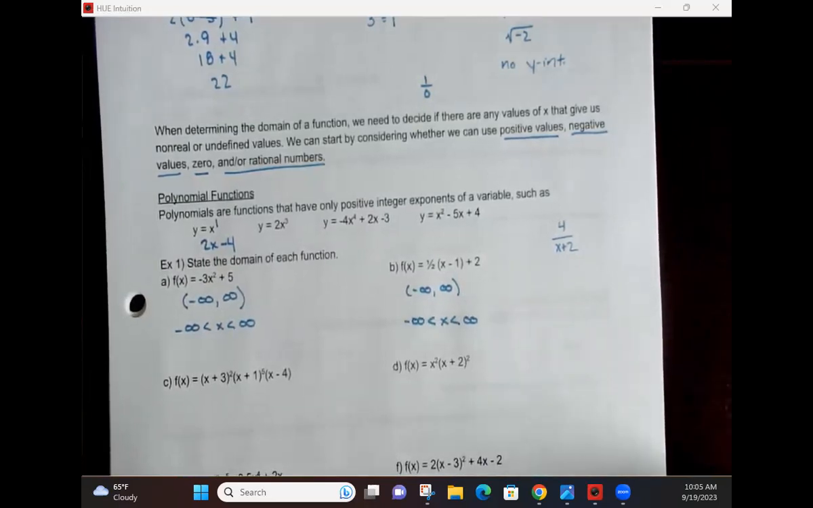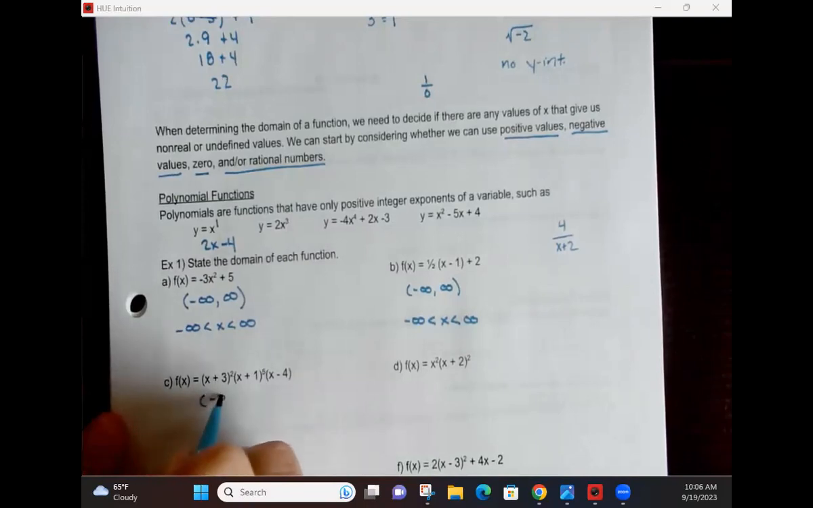What about C? Are there any issues I'm going to have with x values for C? Anything that I cannot plug in there? I can plug in positives, I can plug in negatives, I can plug in 0, I can plug in fractions. Square roots of negatives aren't going to be a concern. I'm not going to have anything undefined. So this is, again, all real numbers.